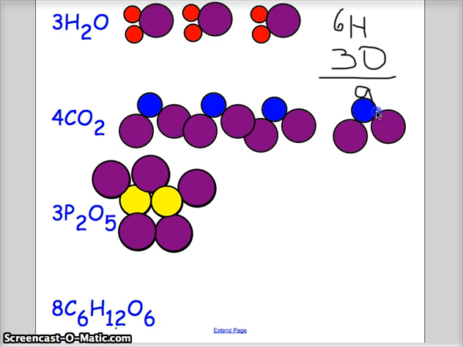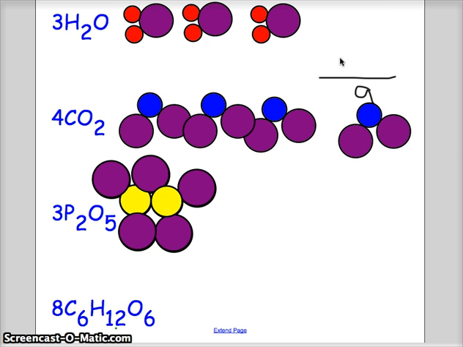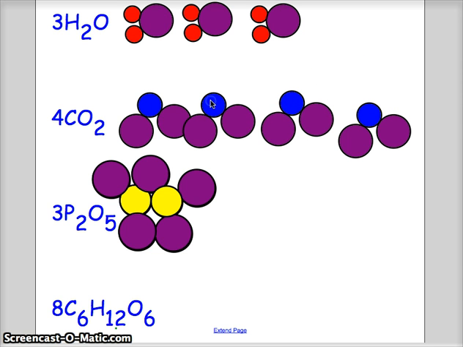And just because this is in our way, I'm going to get rid of the writing here. Alright, so now I have 4 carbon dioxide molecules. A lot of purple on this page. If I look, I have 4 blue, and that's 4 carbon, so I'd have 4 C. And I have 1, 2, 3, 4, 5, 6, 7, 8 oxygen. 4 carbon plus 8 oxygen means 12 total atoms. Okay? So in 4 carbon dioxide molecules, there are 12 total atoms.